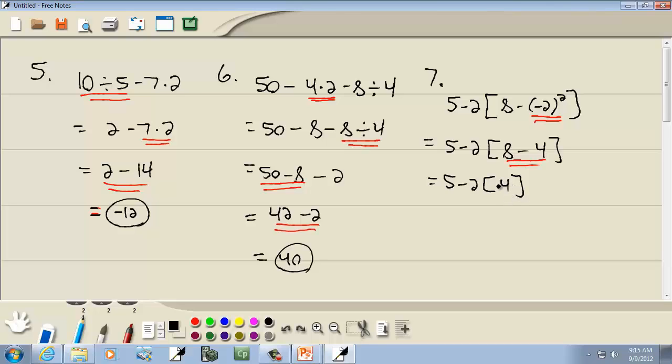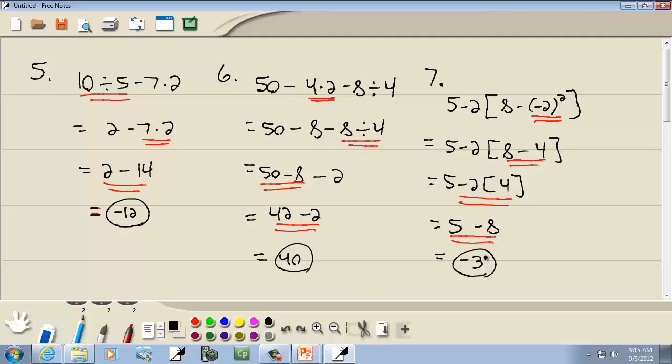Now, there's nothing left to do inside the brackets. You notice the brackets are still there. Again, it doesn't say get rid of the brackets. It says do what's inside of them. Okay, let's see. Please excuse. There's no exponents. My dear, multiplication division. Well, here's a multiplication. We have negative 2 times 4. That gives us negative 8. And Aunt Sally, addition and subtraction. 5 minus 8 gives us negative 3.